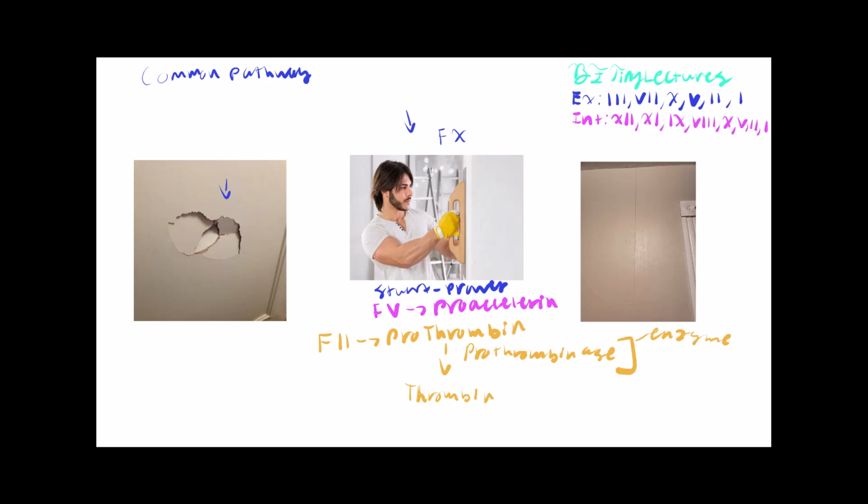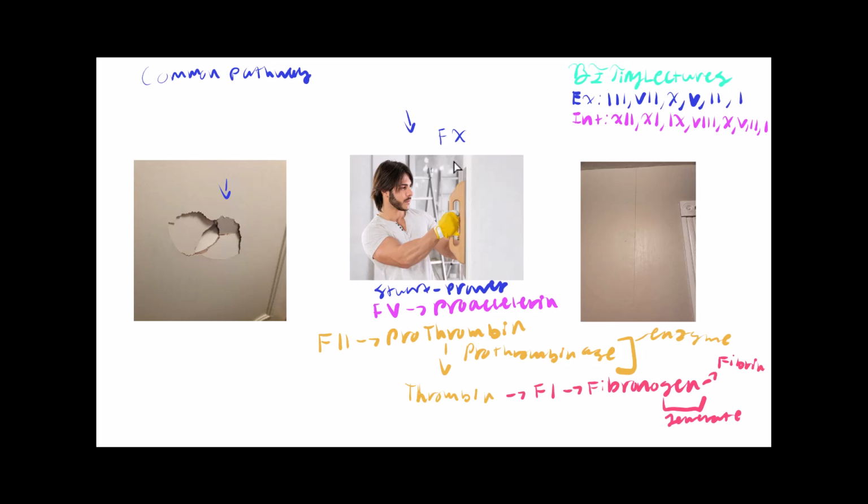After that, we're going to start using another factor. So thrombin activates another factor, and that's going to be called factor 1, which is actually fibrinogen. And guess what? Gen means to generate, so we can say generate or create fibrin. And that's the ultimate end product of both the extrinsic pathway and the intrinsic pathway.